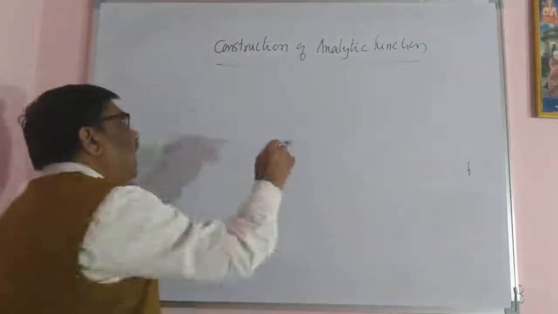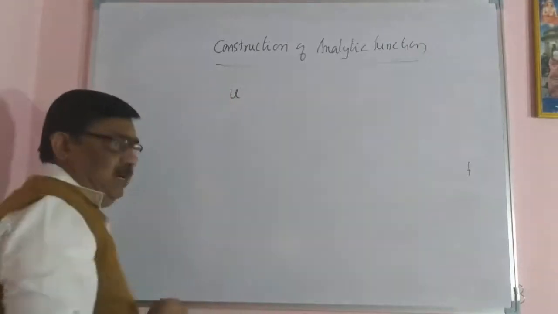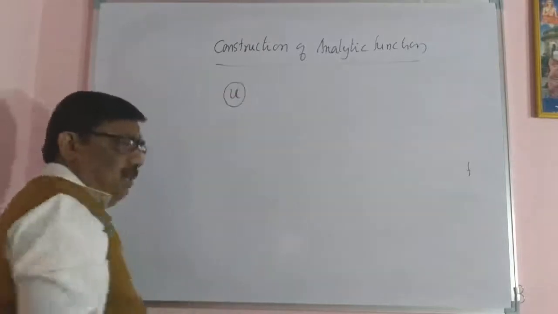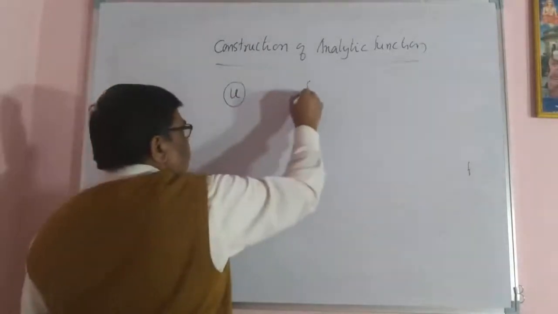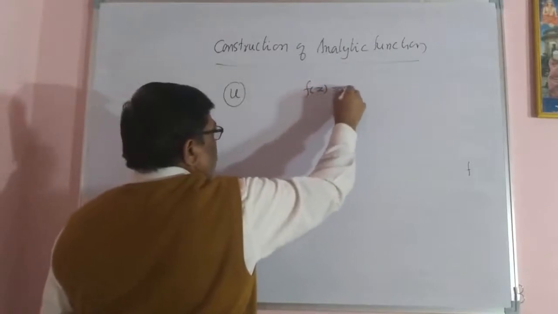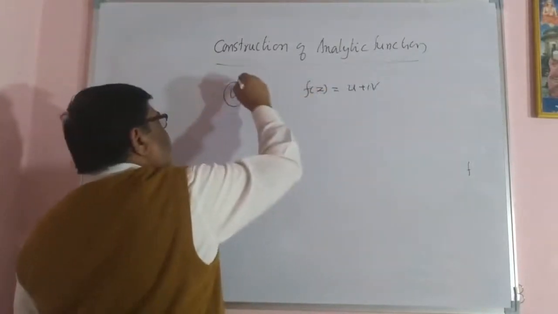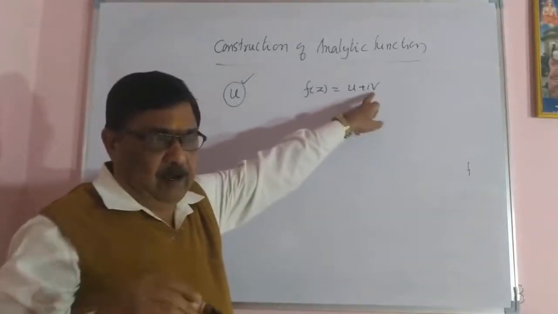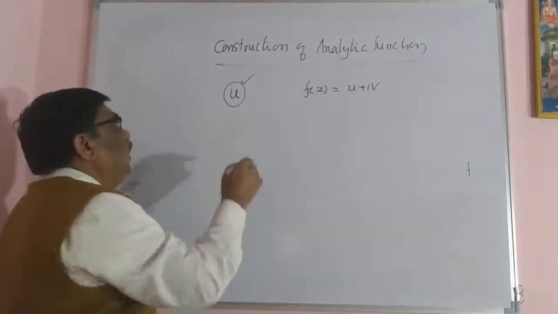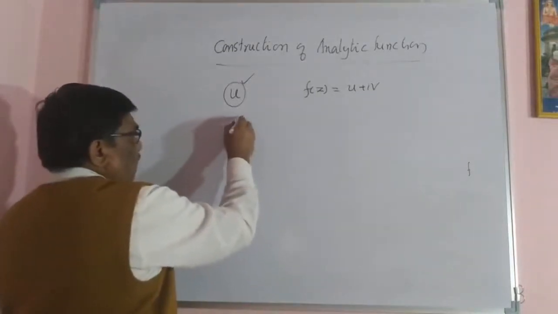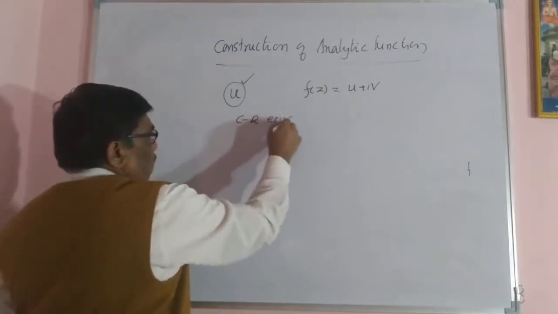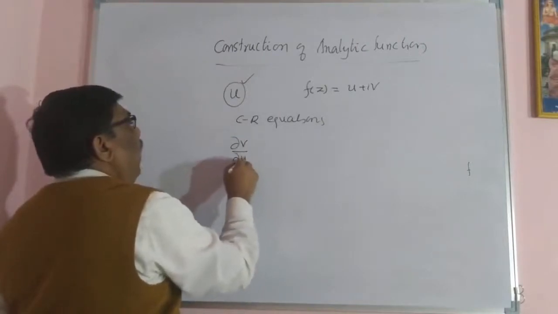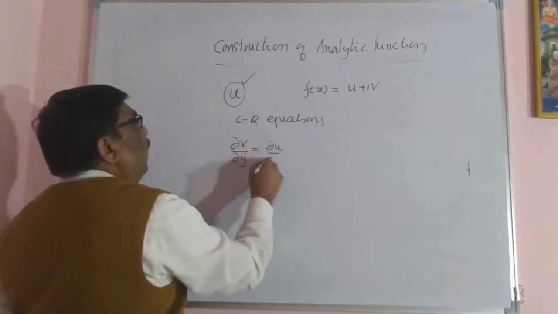Here, either the real part or the imaginary part is given, u is given. Your job is to prove first it is a harmonic function, and you know that the analytic function is f of z equal to u plus iv. With the help of that u, your job is to find that v, the harmonic conjugate. How are you finding it? You know it by the CR equations.